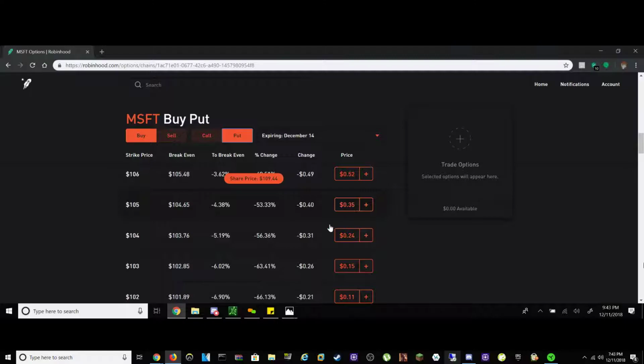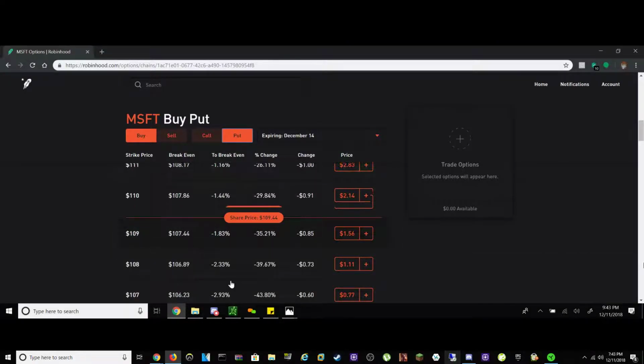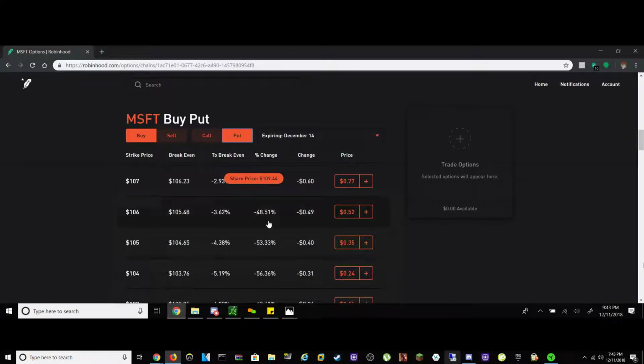Does that make sense? So you're limiting your cost, but you're also increasing your risk. Let's just say it does dip down below that call price that you bought it at, 109, and it dips down between here, then you're losing money. That's the other thing. That's the strangle.